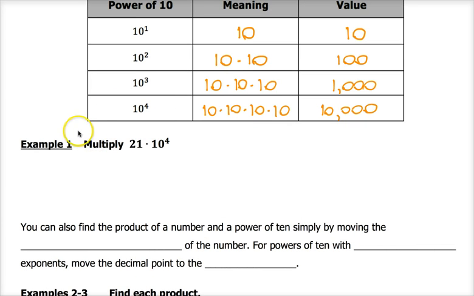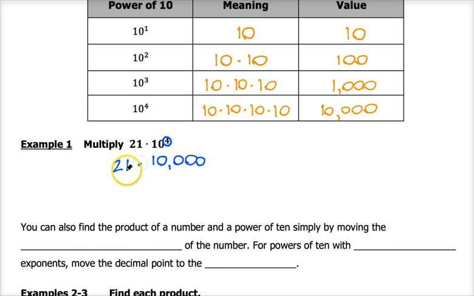Okay, so now let's look at this multiplication problem in example 1. We're asked to multiply 21 times 10 to the fourth power. Well, based on this table up here, we know that 10 to the fourth power is equivalent to 10,000. So I can rewrite 10 to the fourth power as 10,000. And also notice that the exponent on that base of 10 tells you how many zeros are going to be in this value. This is 10,000, and 10,000 has 4 zeros. That matches the exponent of 4.